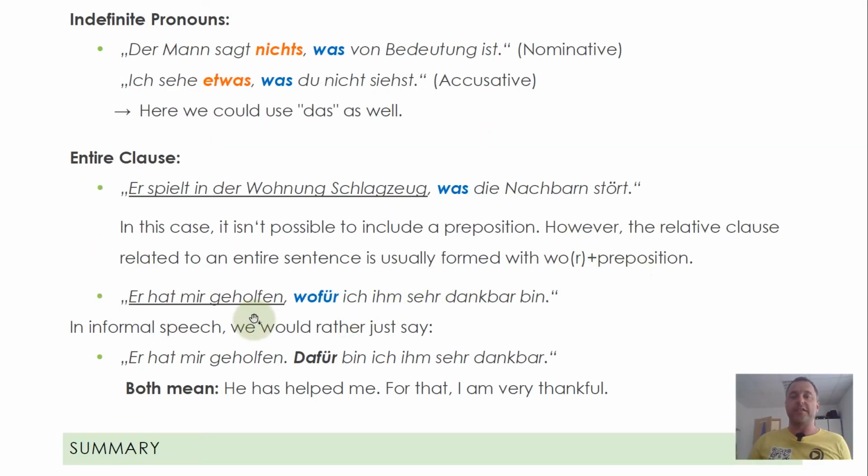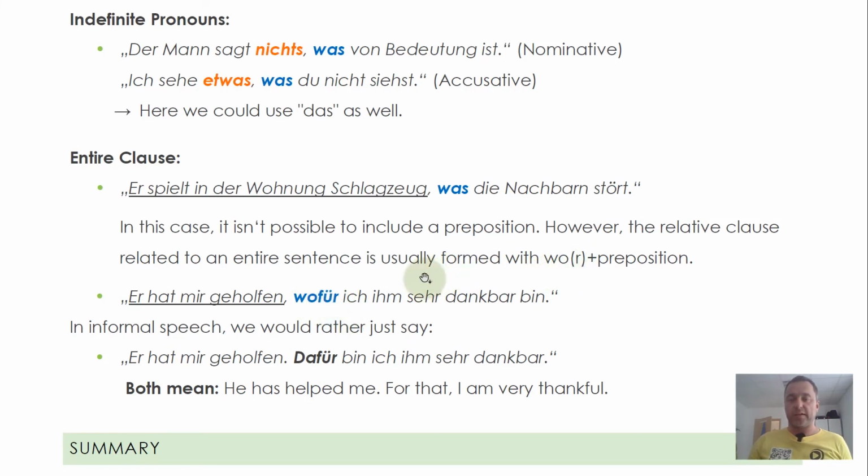But if we have to include a preposition, which is possible if it's a different sentence, it's more common to do this with wo plus preposition. For example, Er hat mir geholfen, wofür ich ihm sehr dankbar bin. So he has helped me, I'm very thankful to him for that. We could also say, er hat mir geholfen, für was ich ihm sehr dankbar bin. It's grammatically correct, but it sounds a little bit uneducated if you do this. So it's perfectly possible and entirely correct, but it's more common to do it with this version.